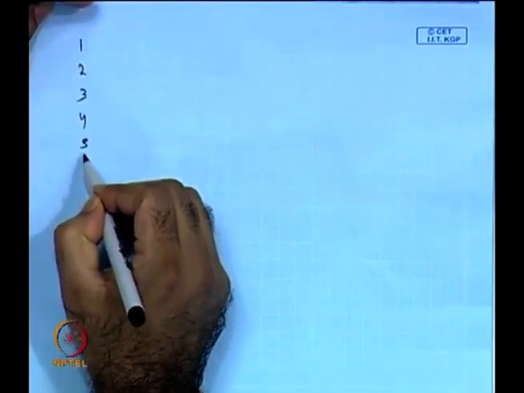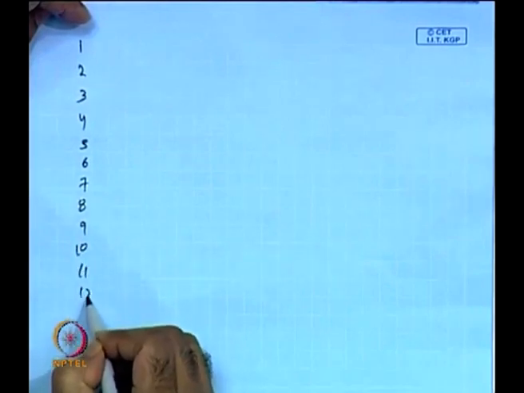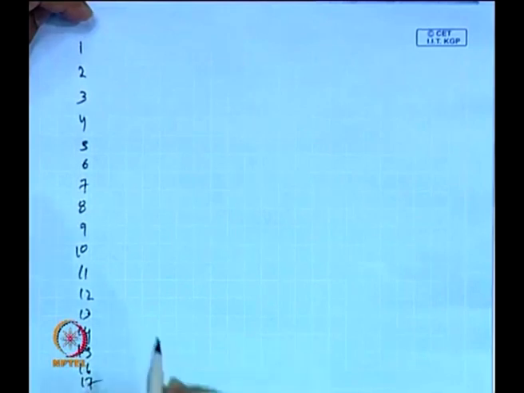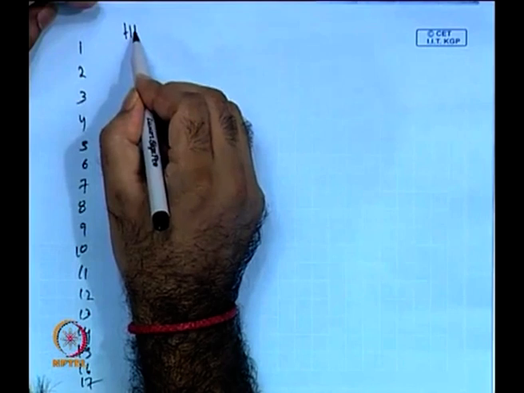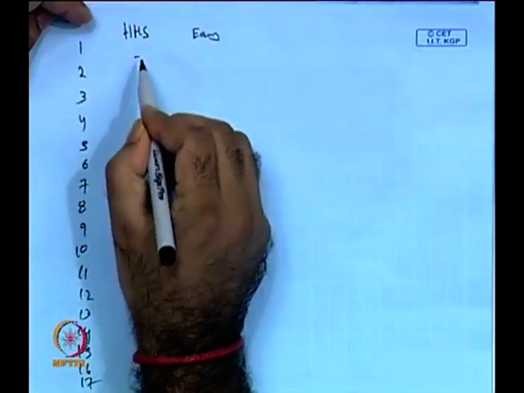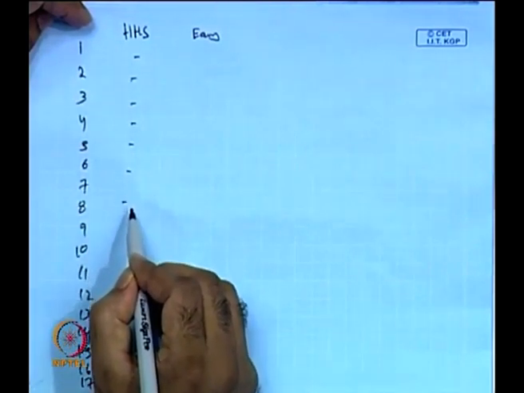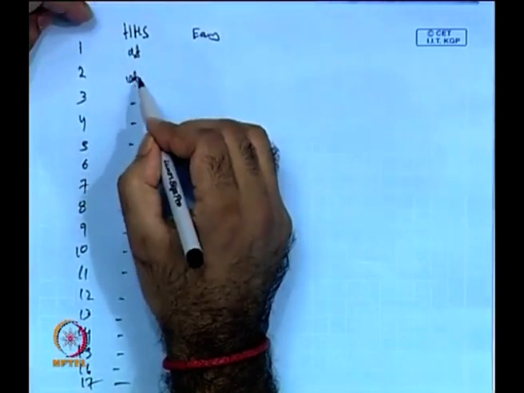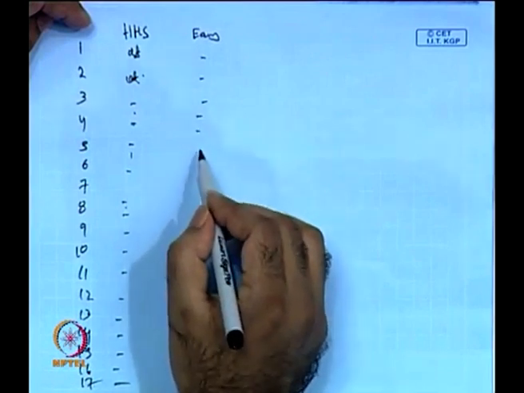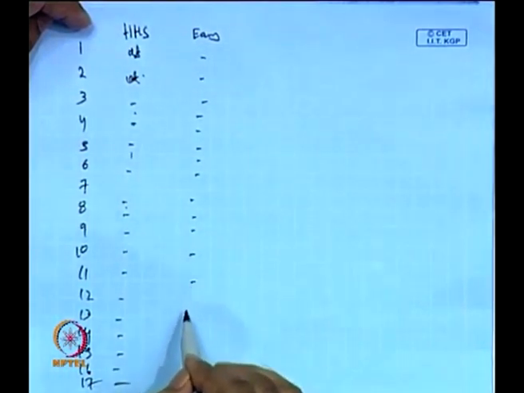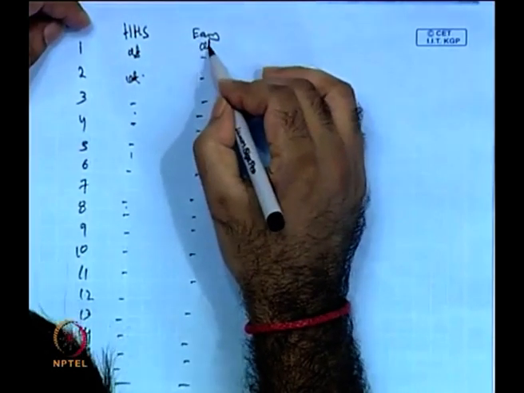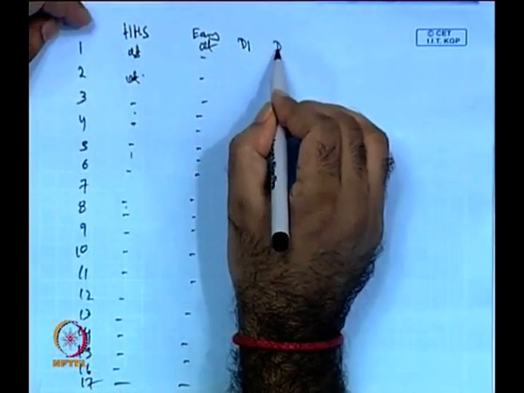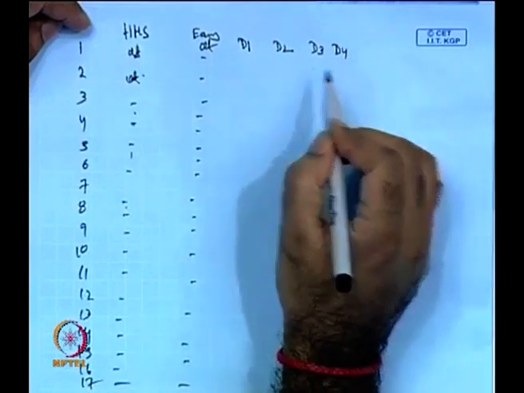So now, in that case, what you have to do, you see here. Let us say 17 data points are there. So household saving, then earnings, 1 to 17. So all our quantitative information is readily available. Then earnings, 1 to 17. This is also quantitative information. Then we will call it D1, D2, D3, D4.